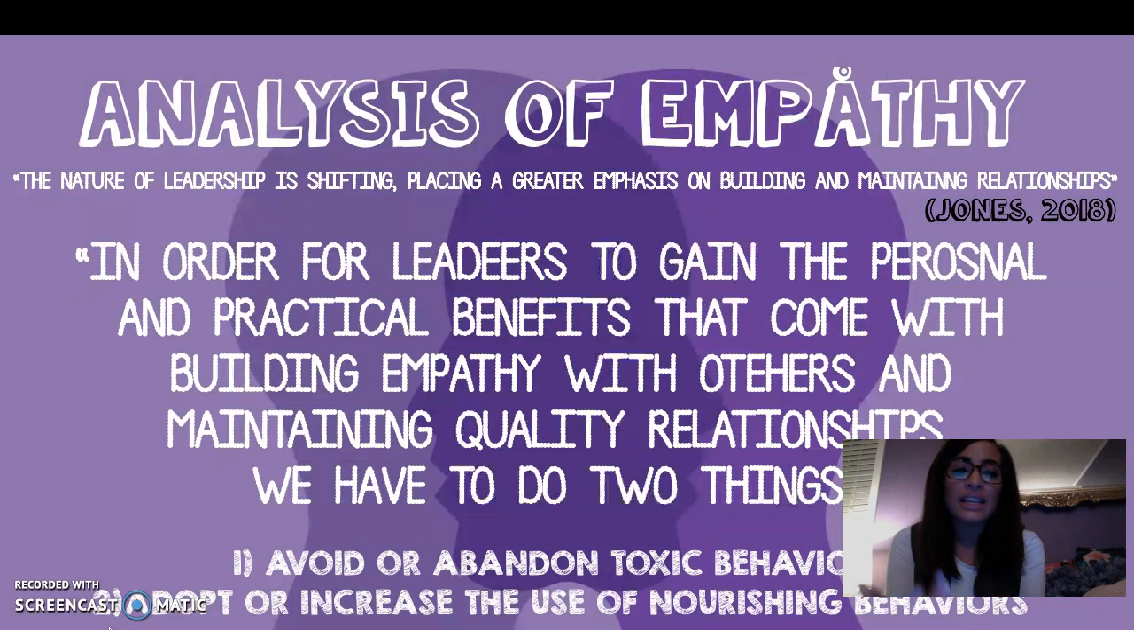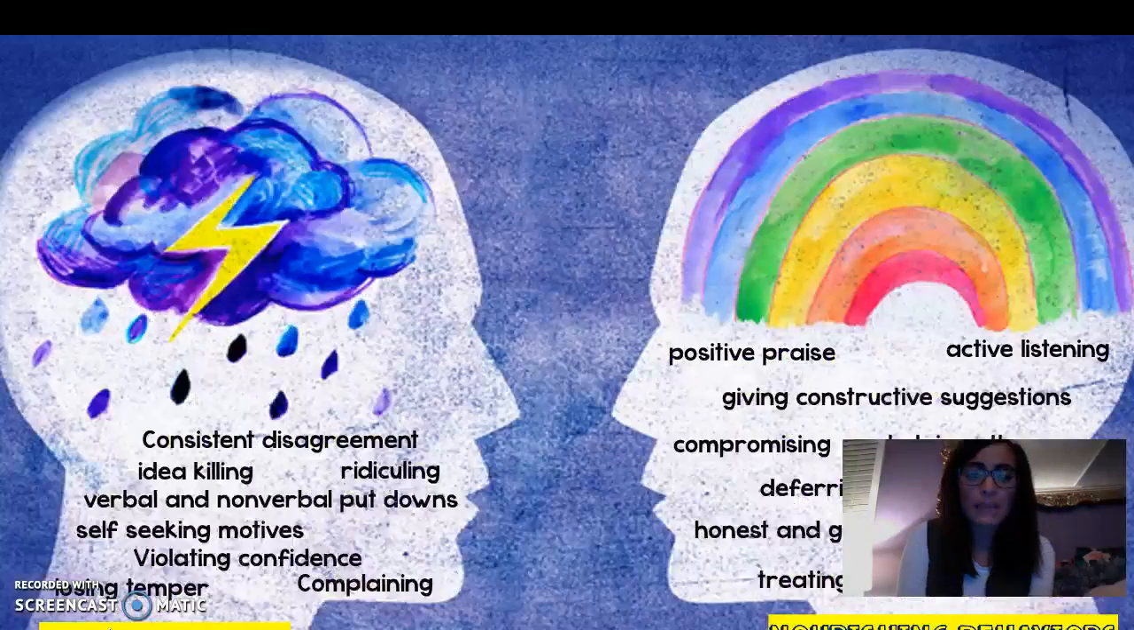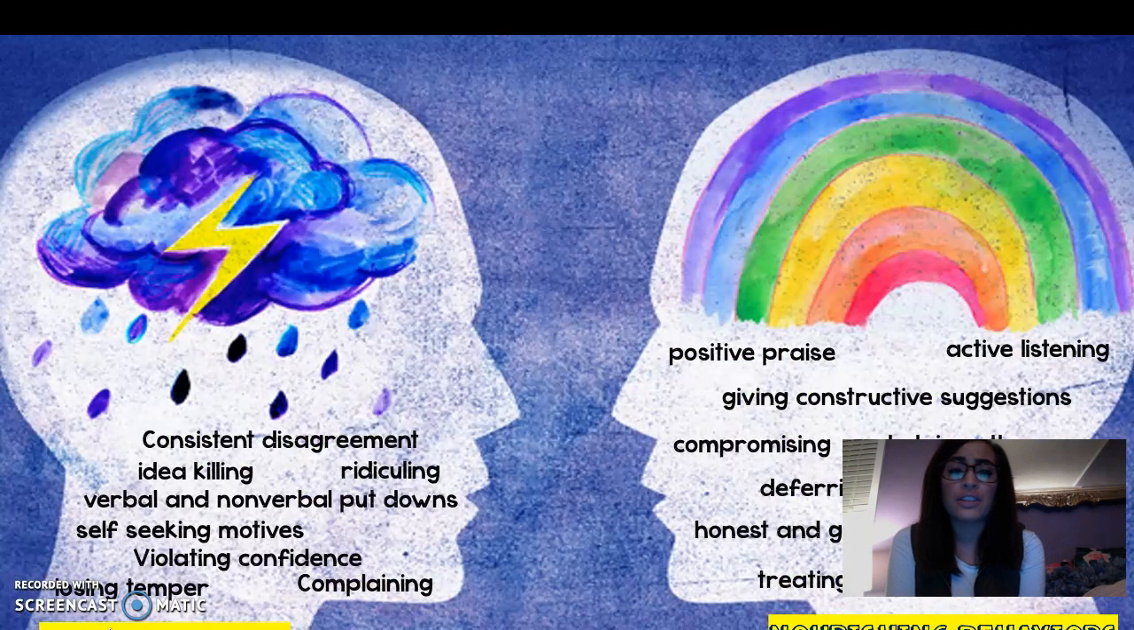And I'm going to give you a list of some examples of what nourishing and toxic behaviors look like. So over here on the lightning bolt side, those are my toxic behaviors. These are just some. They are not all. You have your consistent disagreement. If you're somebody who is constantly disagreeing with people, you're being toxic, and you're not leaving room for people to feel comfortable sharing their ideas with you. And you're really putting off that sense of your ideas are not important, they're not relevant, they're not good, and we need to do what I think or someone else thinks.